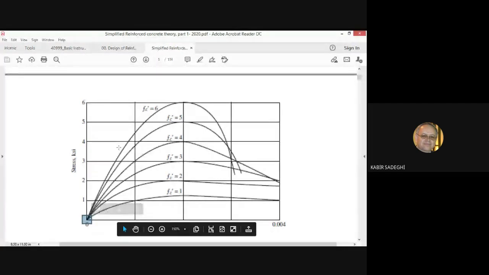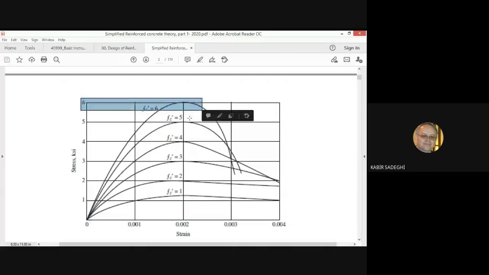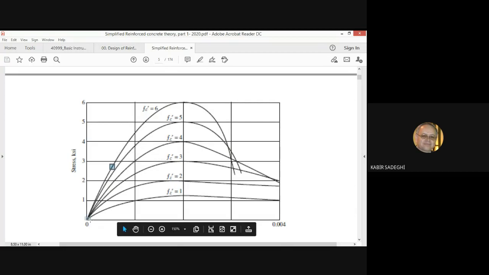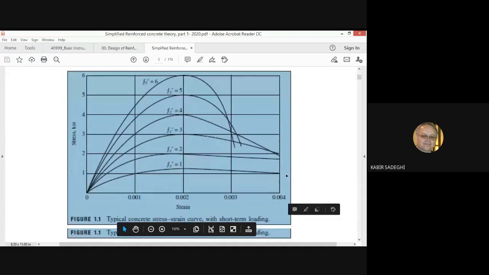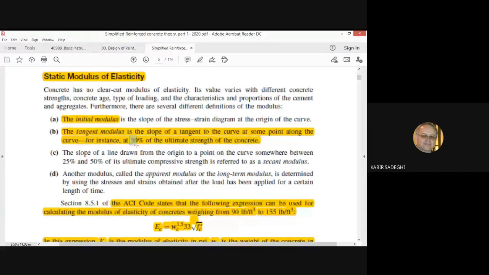The other point is, if f'c is the maximum, we go to 45% of that, for example perhaps somewhere here, 45%. And we consider that point. We join that point to the origin and we find one line. And we take the slope of this line, and the tangent of the slope of this line is the modulus of elasticity. Here, at first it was set at 50% and later corrected to 45%. 45 is the exact value.